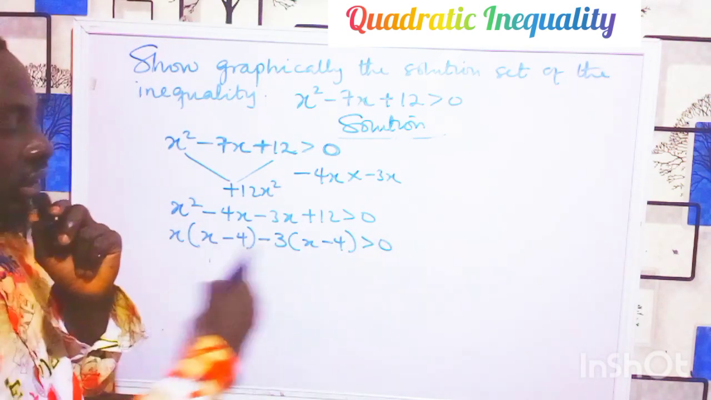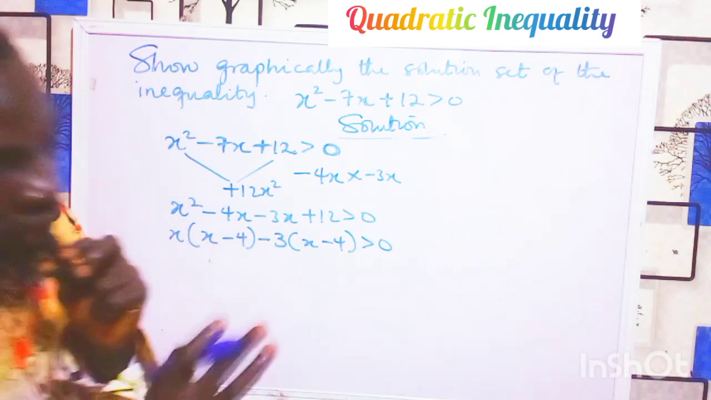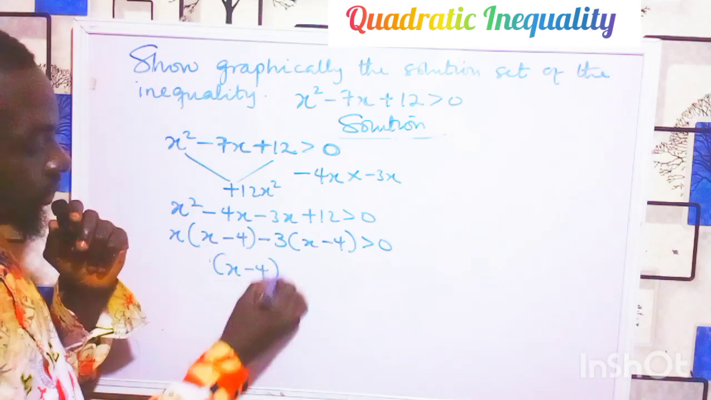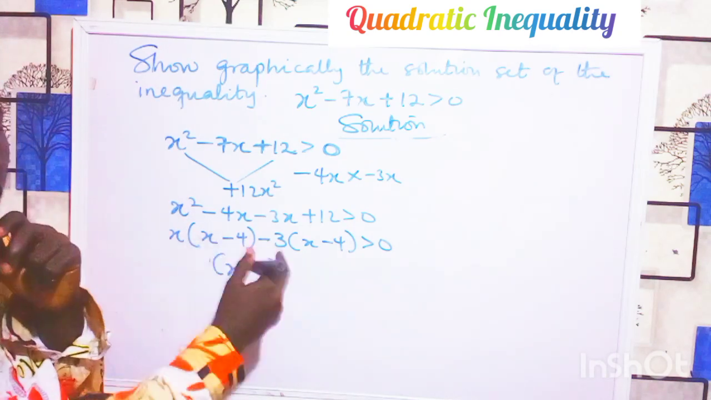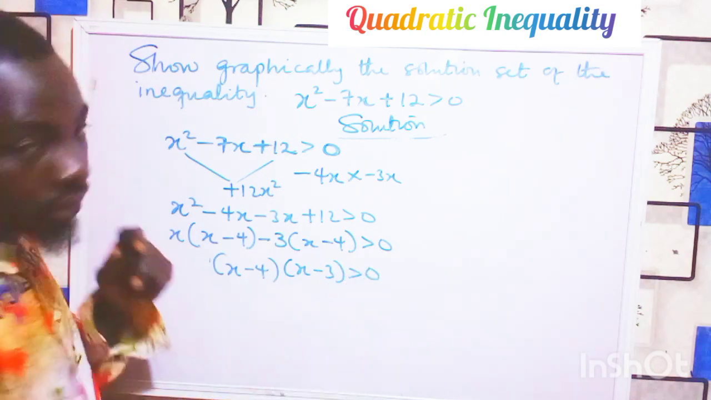So the first thing I should correct: the ones inside the brackets are the same thing, then you are on track. So we pick one of them, that is x minus 4, while the one outside, we pair them together, that is x minus 3 greater than 0.